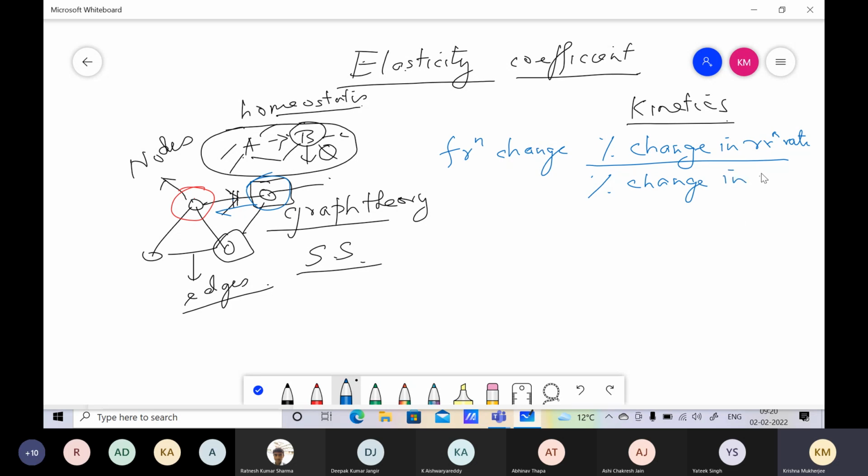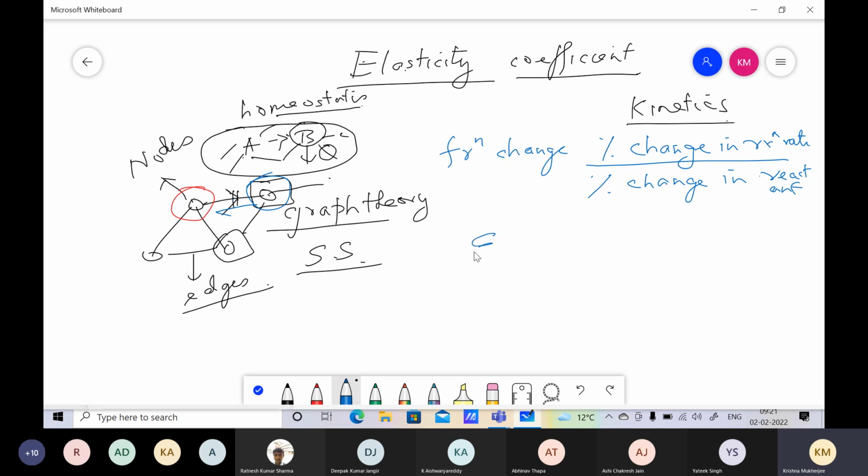In say enzyme or reactant, let us say I will write as reactant. If there is a percentage change in reactant, a 1% change in the reactant, what is the percentage change in reaction rate? That is the elasticity. Okay, so the elasticity is a measure.